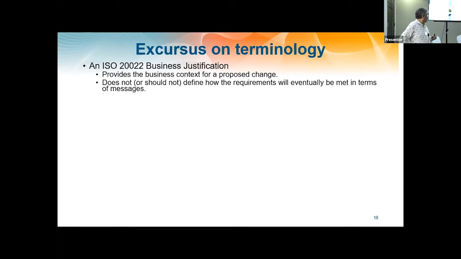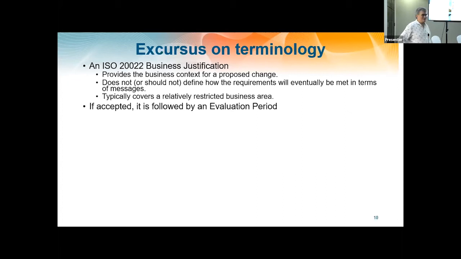But it doesn't, or shouldn't, define how the requirements will eventually be met in terms of messages. That happens a bit later on, and I'll explain how that works. And typically, it covers a relatively restricted business area. That, again, is a problem that we are running into: ours is a very wide-ranging proposal. As you've seen, it covers a number of different areas, and it wants to cover them all effectively at the same time. Whereas I think it's fair to say that the ISO organization is used to proceeding at a somewhat slower pace in relation to somewhat more restricted objectives, hard as that may be to believe.